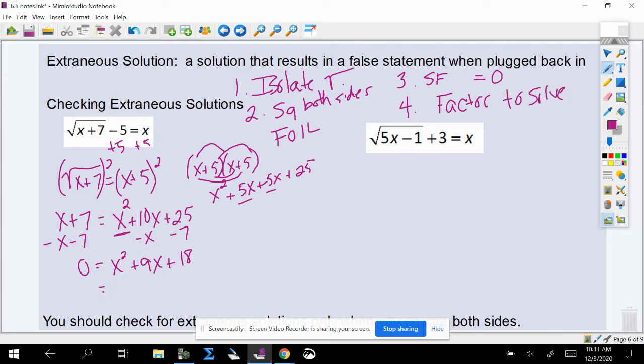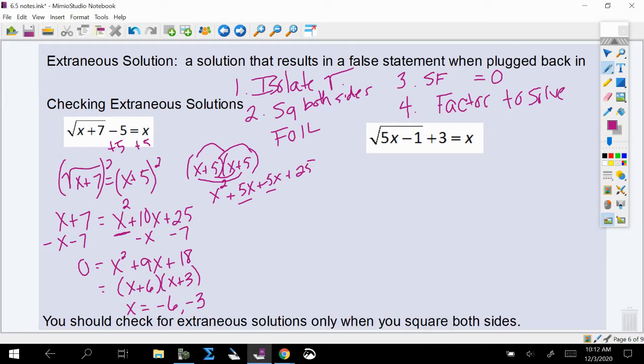So I'm looking, this is basic FOIL factor, numbers that multiply to get 18 and add to get 9. That would be 6 and 3. So you get x plus 6 and x plus 3. So your two potential solutions, and I'm going to call them potential because we could end up with an extraneous, is -3 and -6. So here's how we check and see if -3 and -6 are actual solutions or if one or both of them end up being extraneous.